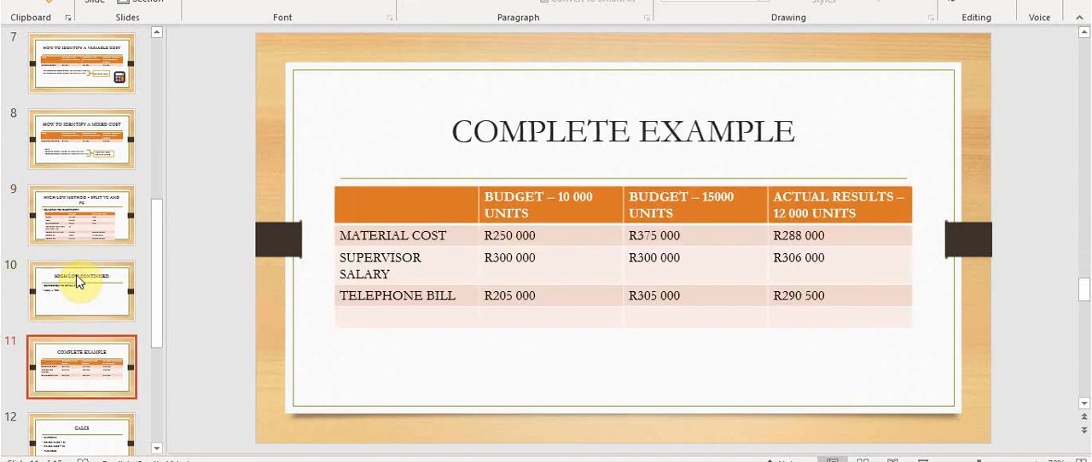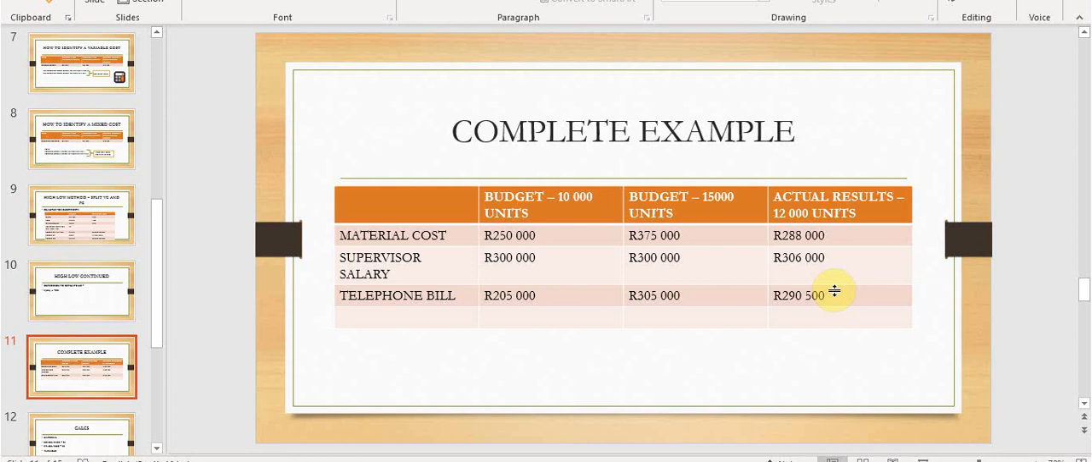Now, what I have done is I've set up a small example for us to complete so that you can also observe how you should approach your final answer. So in this example, I've put the 3 different types of costs. We have material cost, supervisor salary, and the telephone bill. So I have given you 2 budgeted activity levels. It's 10,000 units and 15,000 units. And then there's actual results, and the actual results were that we were able to produce 12,000 units.